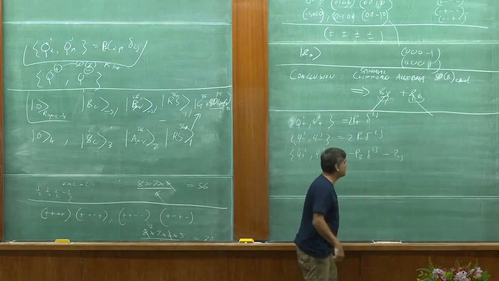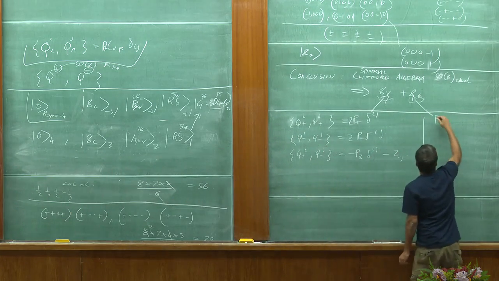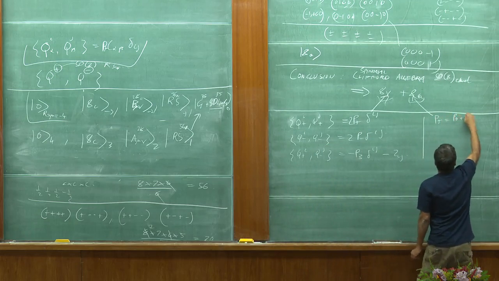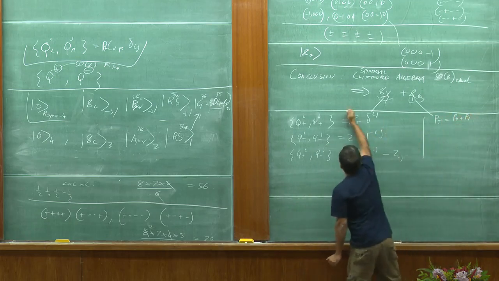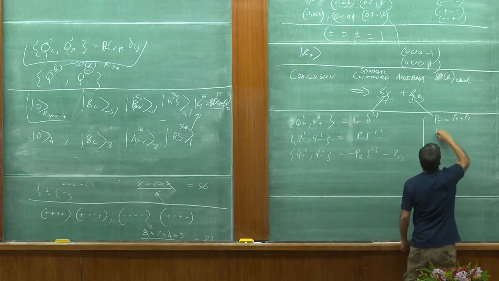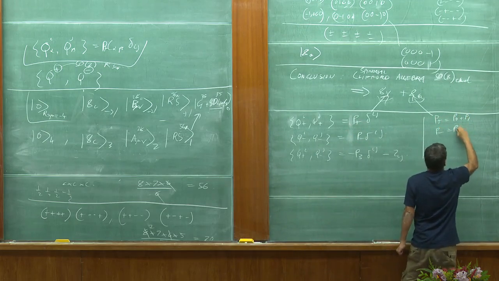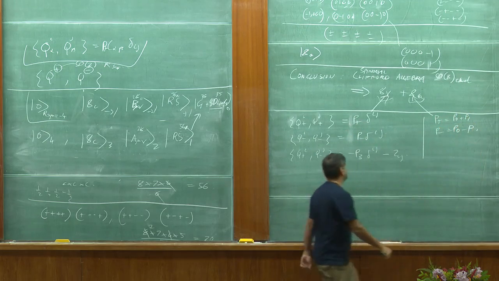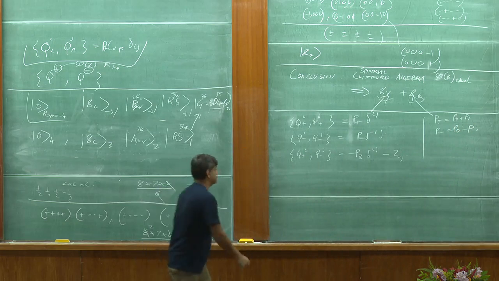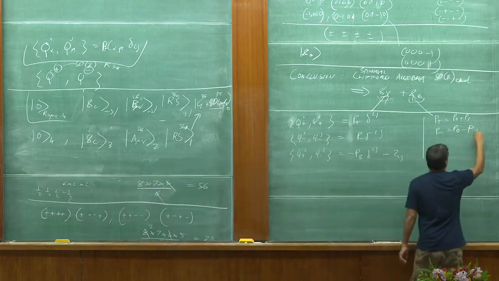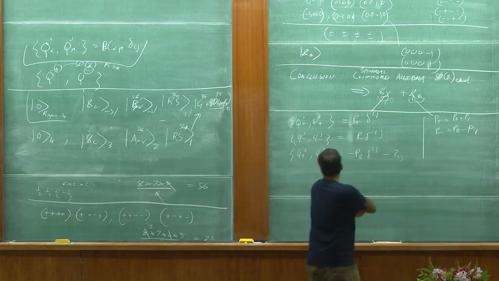Okay, P0 plus P1 by 2. Okay, so let's just define it as without so the big. Okay. Perfect.